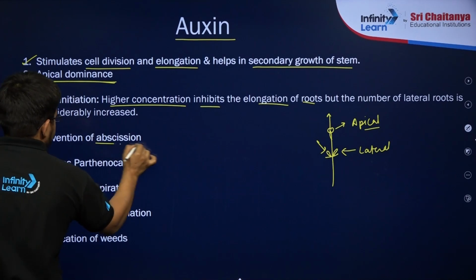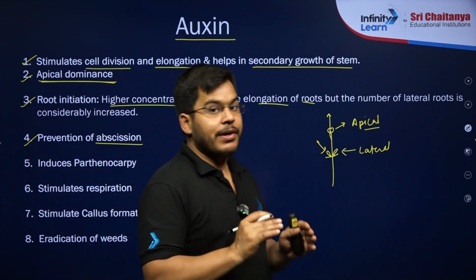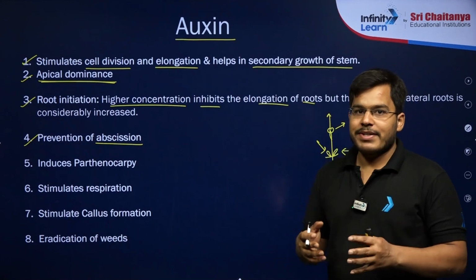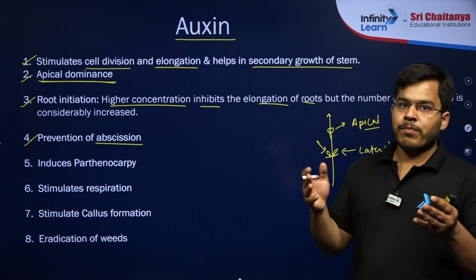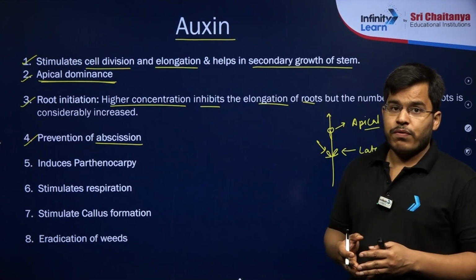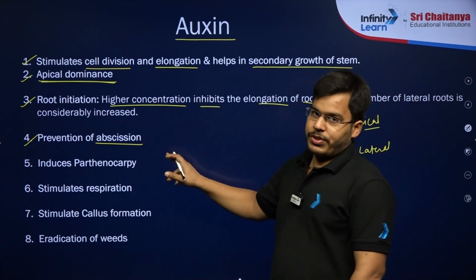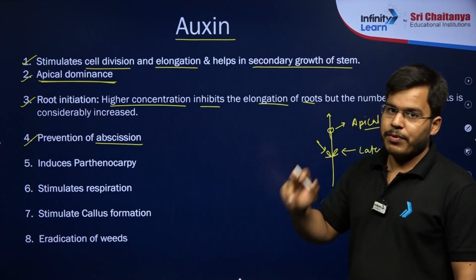After that, students, prevention of abscission. Any plant part that would break down from its plant body will be prevented, just like leaf, flowers, etc. They break down from the plant in certain situations due to the scarcity of food, nutrients, etc., in unfavorable conditions. That will be prevented by auxin. It means auxin will be acting in the favorable conditions.